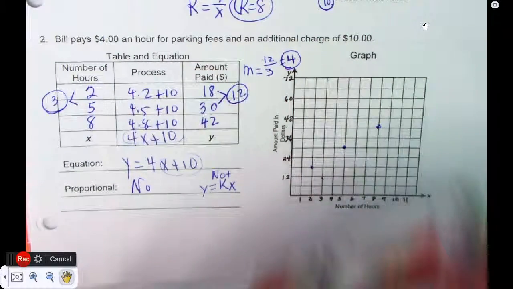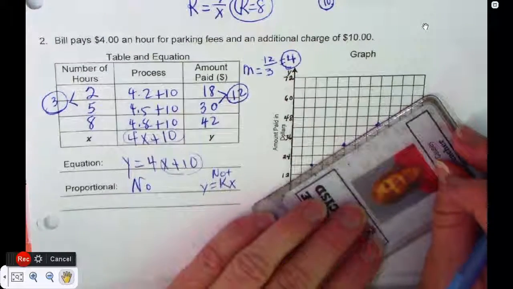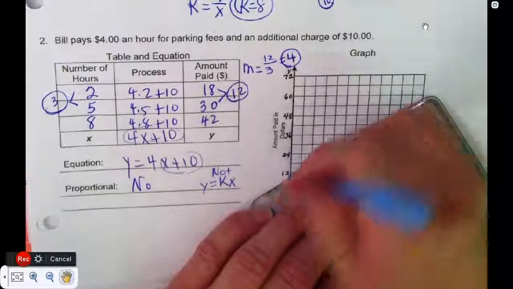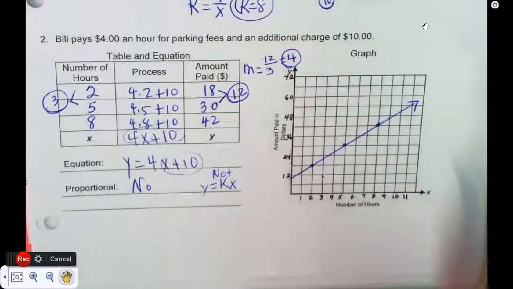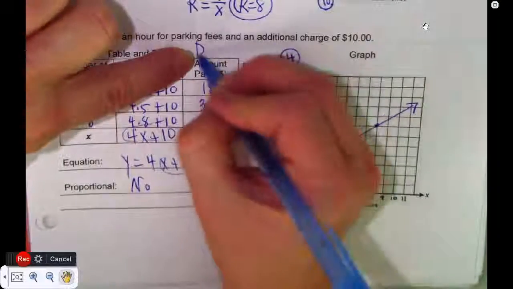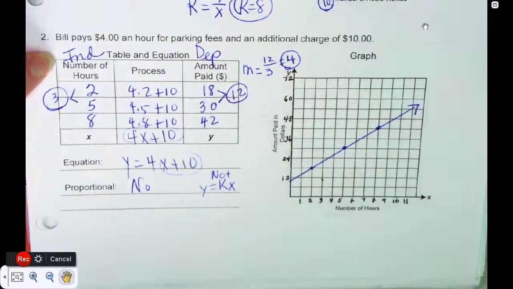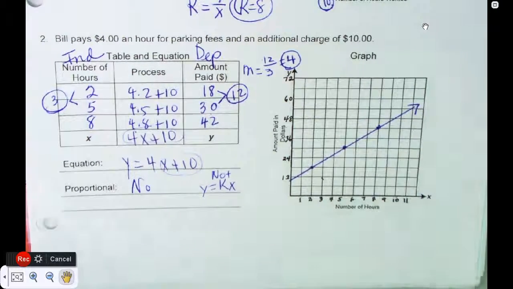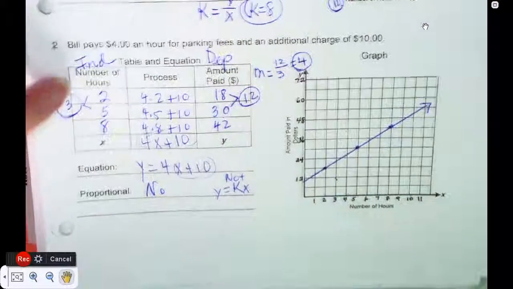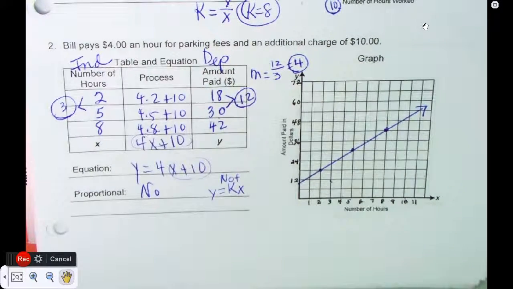Now, can he work part of an hour? Yes. They charge you for just part of an hour. So I'm going to line up my points, continuous line. The amount I pay depends on how many hours I park. I can choose the hours I park. So the amount I pay depends on how many hours. That's my dependent.